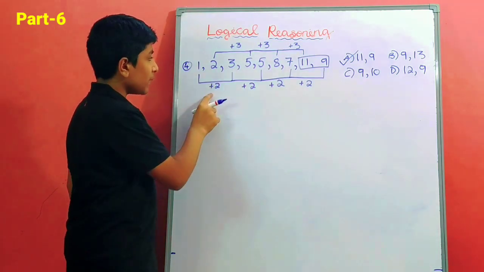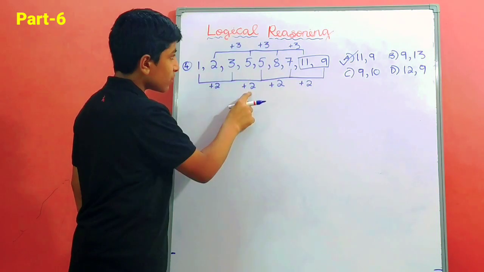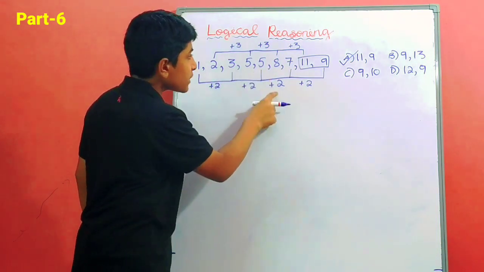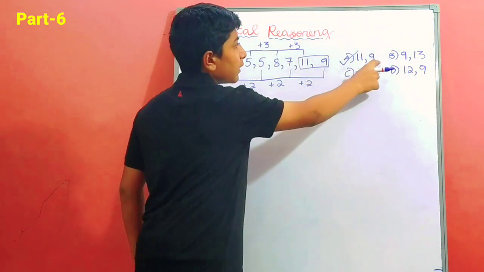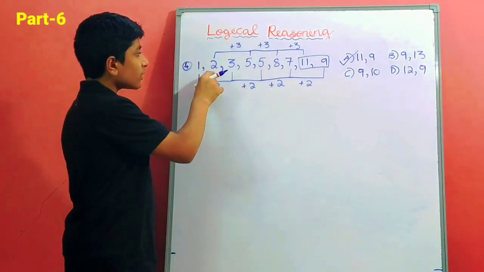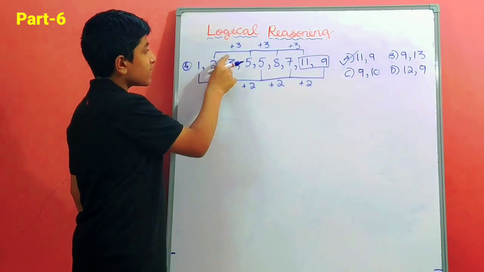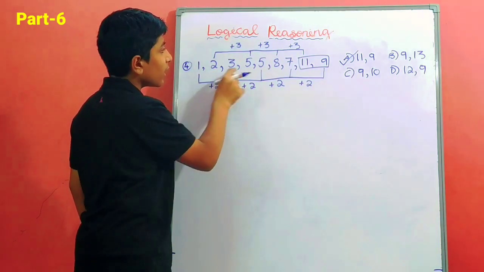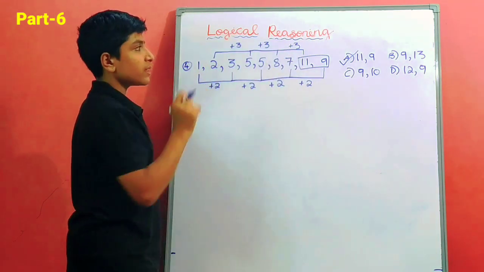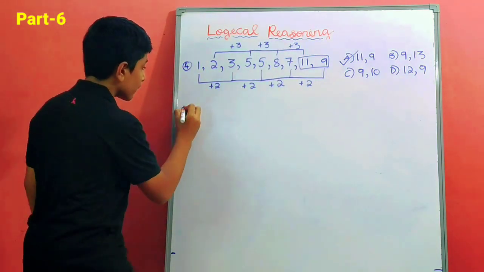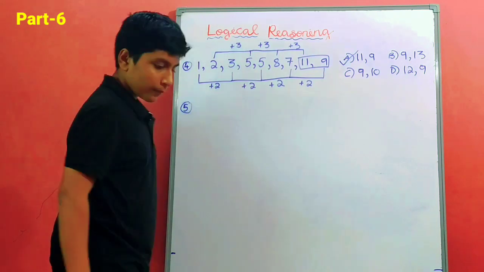So 1 and 3 plus 2, 3 and 5 plus 2, 5 and 7 plus 2, 7 plus 2, 9. So we got 9. And then for this number, we took plus 3. For 2 and 5, plus 3. 5 and 8, plus 3. 8 and 11, plus 3. We got 11. So the answer is 11 and 9. If we move on to the next question.